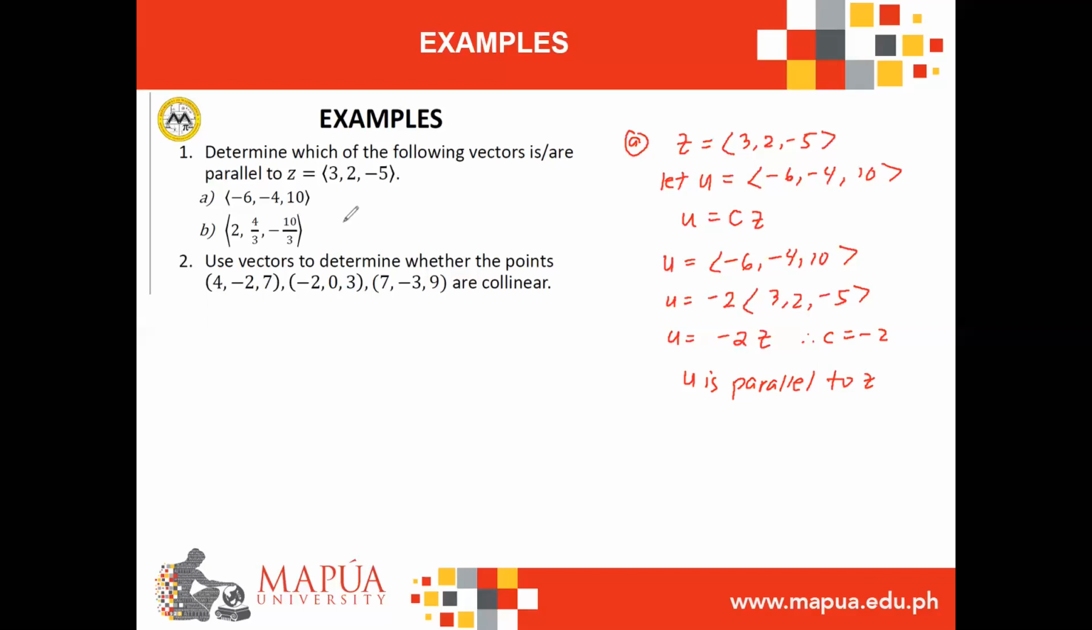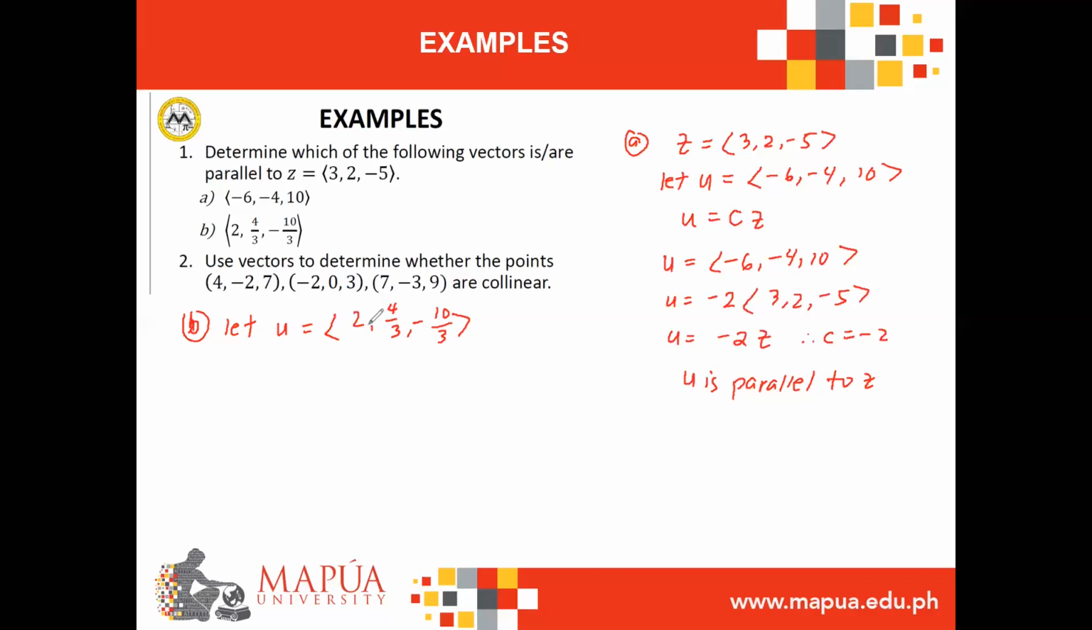For the second problem here, letter B, the given vector is 2, 4/3, negative 10 thirds. So we let that be again our vector u. We have it as 2, 4/3, negative 10 thirds. So in here, the components are different from one another, but they can have a common factor again.